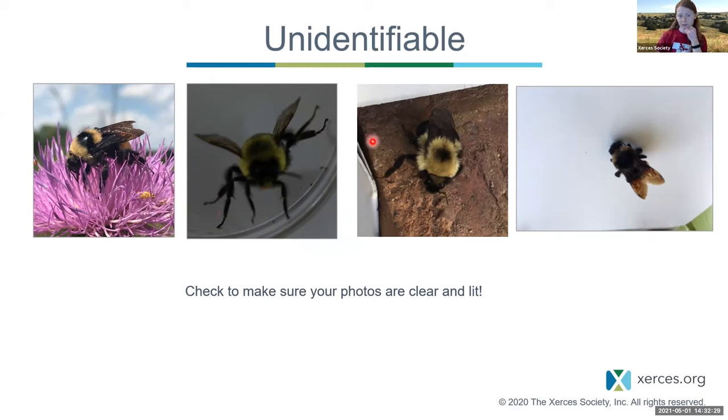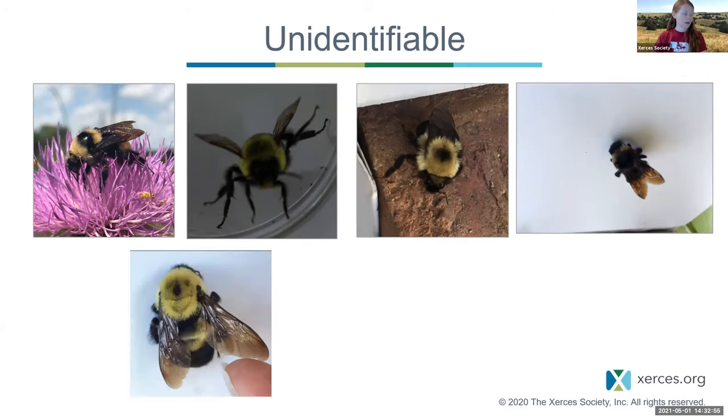And this one, we can see it's a bumblebee, but without seeing the patterns on the abdomen, that could be a couple of different species, right? And same with this one. Might be a bumblebee, but it's too dark. We can't see what's under the wings. We don't know what color the hairs are on the face. So when you're in the field, just check to make sure that your photos match up with what is needed for identification. And when we're talking about the wings, that question was asked.